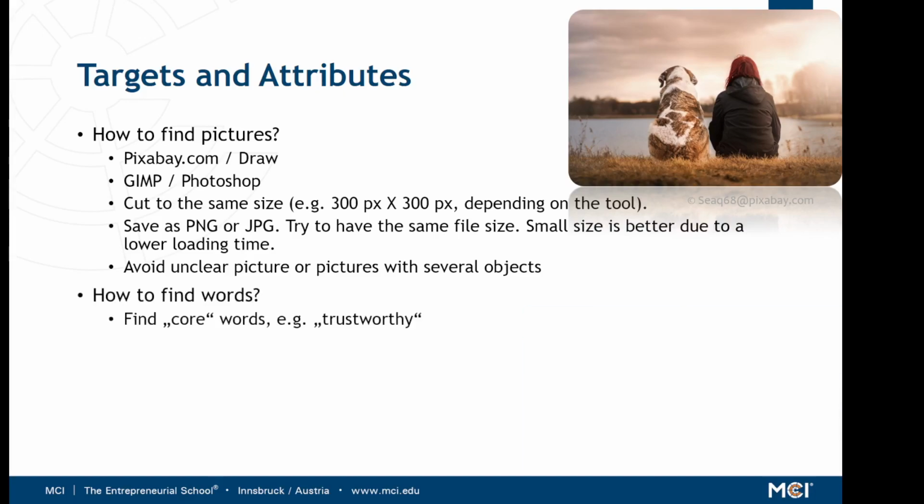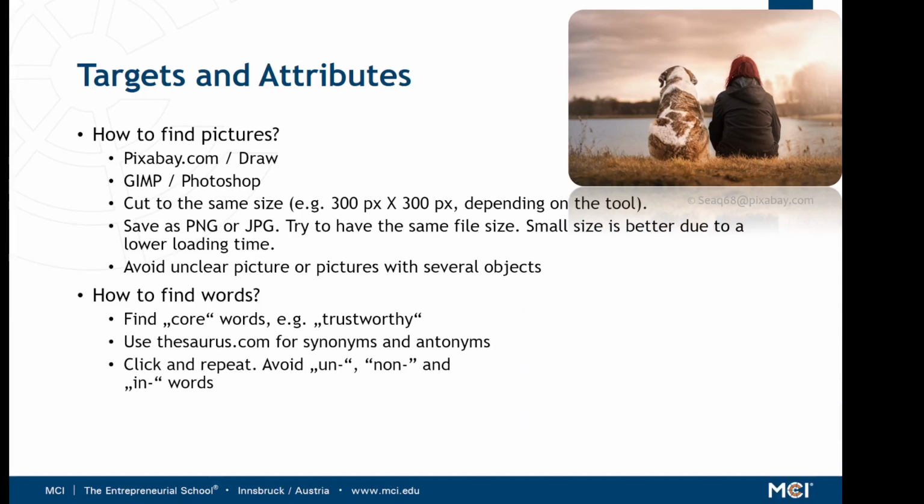And if you look for the words, my recommendation is that you use one core word. For example, if you are looking for ugliness, take the word ugly, go to thesaurus.com and look for the synonyms. Select the most popular synonyms, click on each synonym and go for the other synonyms. And also look for the antonyms in order to exclude those words that should not appear there.